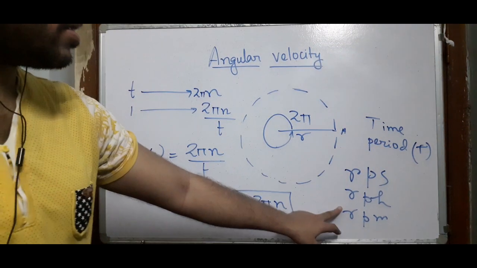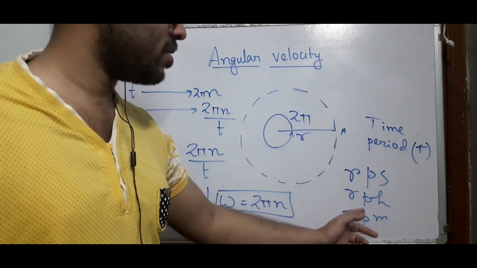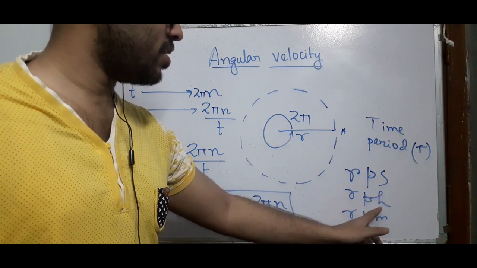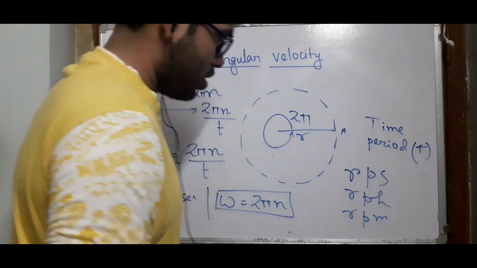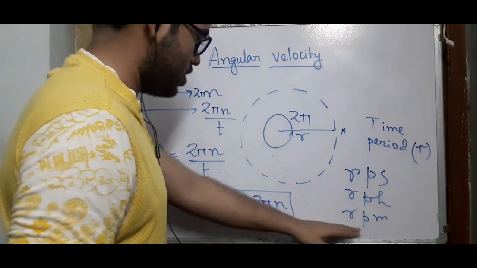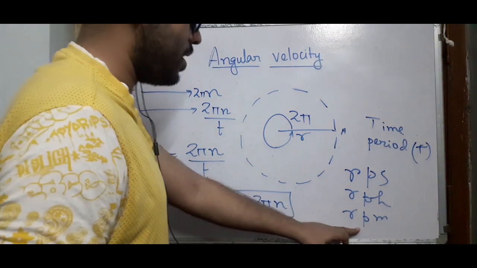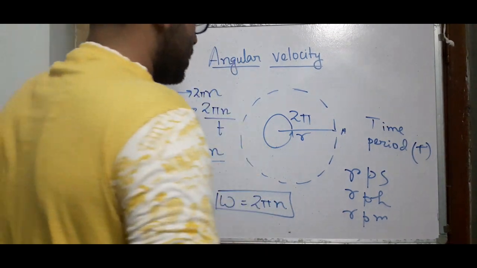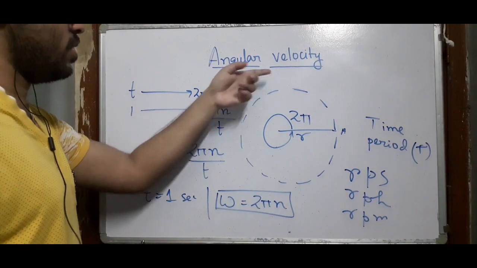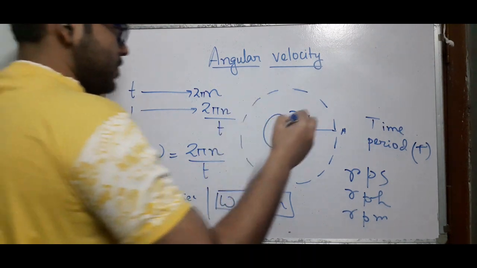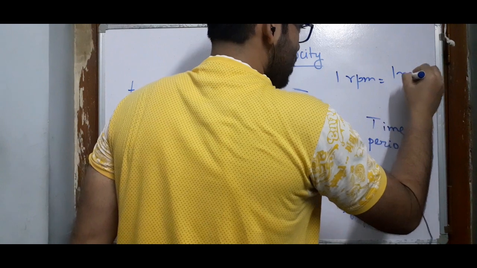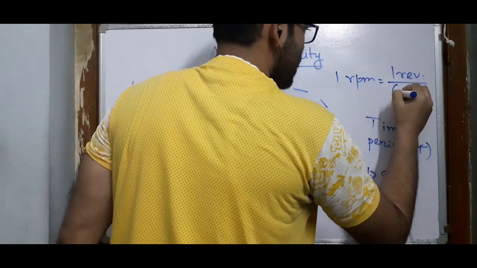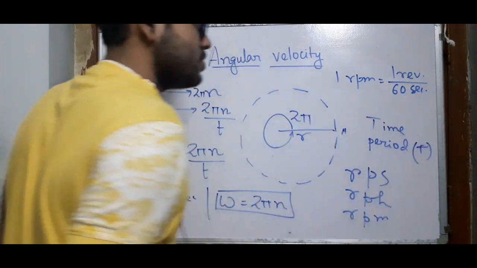So here this is rotation or revolution per seconds, hours and minute. Now I will give you a formula, or I will derive you a formula in between RPM and radian per second, which is the well known unit of angular velocity. Now 1 RPM is 1 revolution done in 60 seconds.